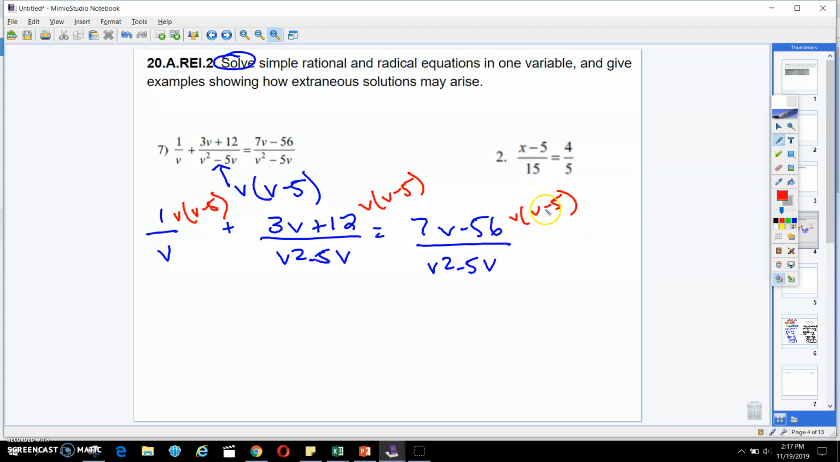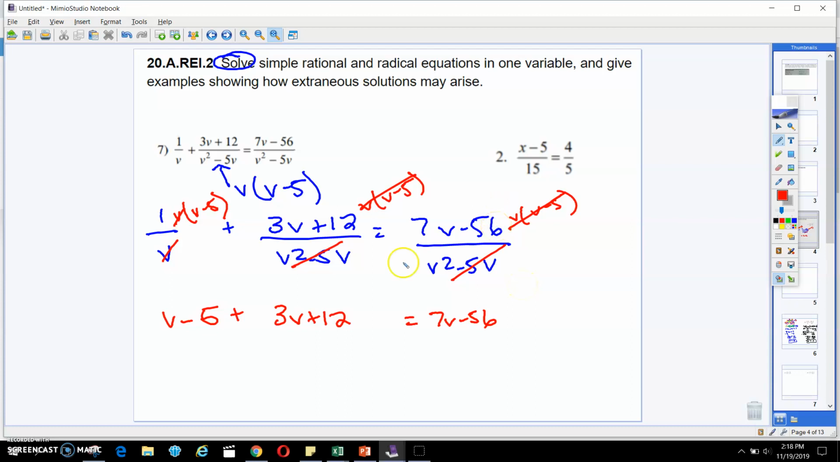And when I do that, this cancels out. So I'm just going to rewrite 7v minus 56. These cancel out. So I'll rewrite this as 3v plus 12. And these v's will cancel out. But I'll rewrite this as v minus 5.